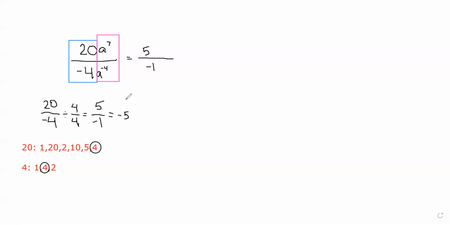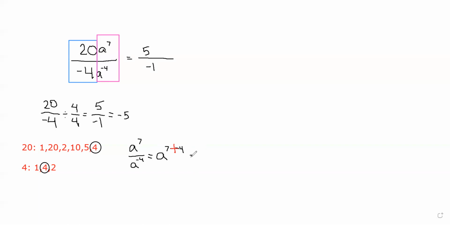And then we've got a to the 7th over a to the negative 4. Now, some people might be thinking, oh, I need to do something with this negative. But the cool thing is, if you apply our subtraction rule, that you do top exponent minus bottom exponent, it kind of takes care of itself. So a to the 7th over a to the negative 4, by our rule, it should be top exponent minus bottom exponent. So now I've got this 7 minus negative 4. And we all know what happens when you do minus a negative. It turns positive.